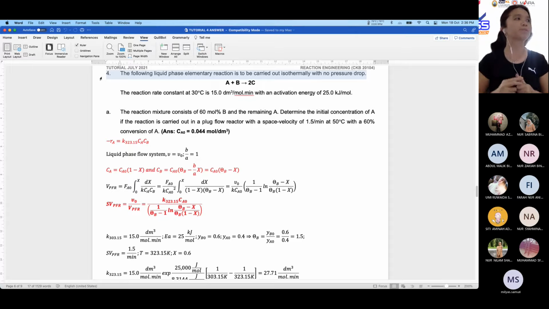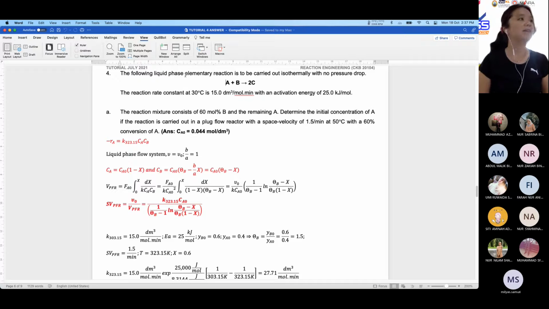Right? Okay, so now this question says, first dia kata liquid phase. So kalau liquid phase reaction ni kamu tak payah bimbang lah pasal change of temperature ke change of pressure pun, you don't have to worry. Okay, sebab design equation dia masih sama. So when you see liquid, you should feel better. The equation will not be that complicated.